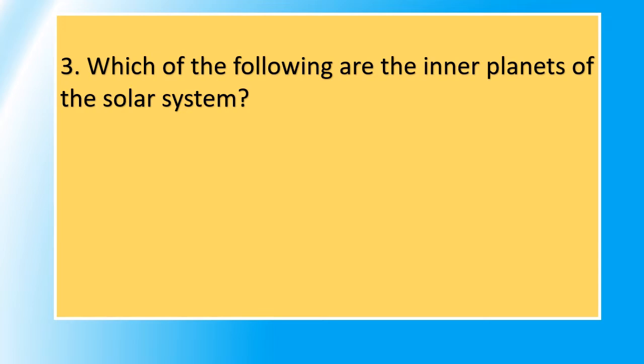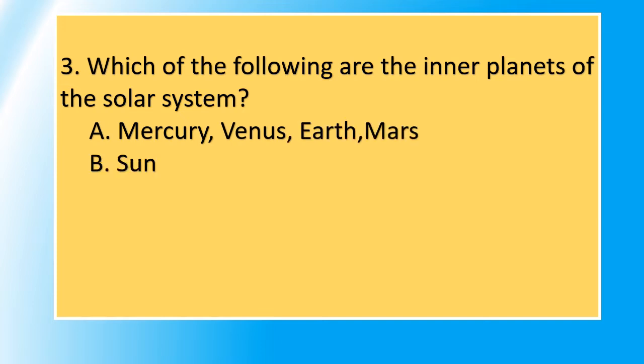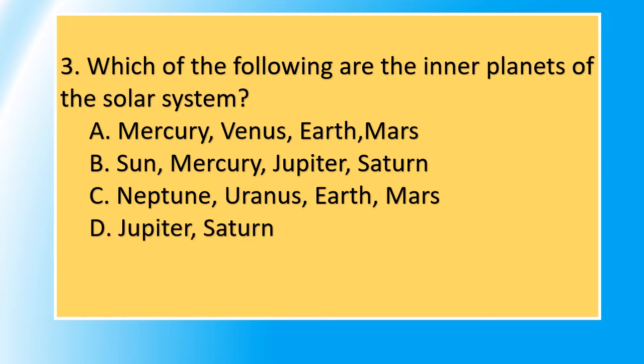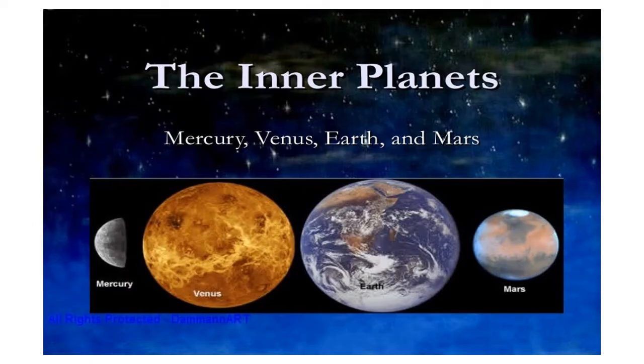Number 3, which of the following are the inner planets of the solar system? A. Mercury, Venus, Earth, Mars. B. Sun, Mercury, Jupiter, Saturn. C. Neptune, Uranus, Earth, Mars. D. Jupiter, Saturn, Uranus, and Neptune. And the answer is letter A. Mercury, Venus, Earth, and Mars are the inner planets. This picture shows the inner planets.